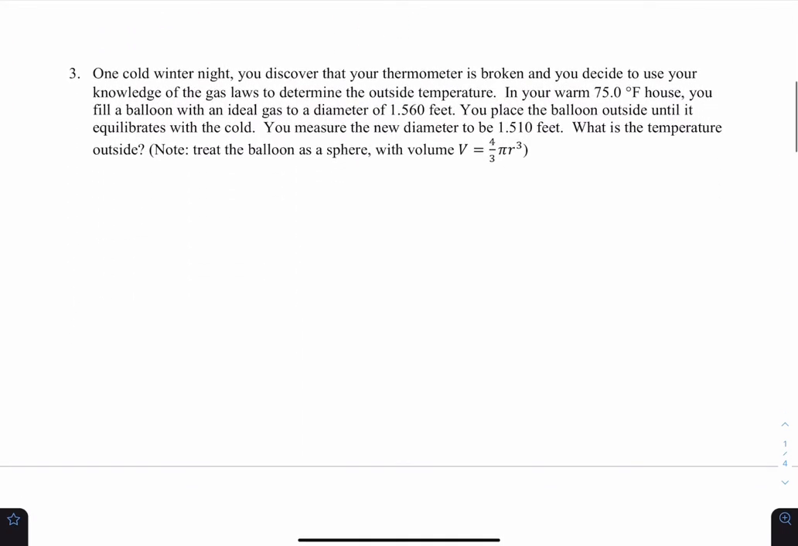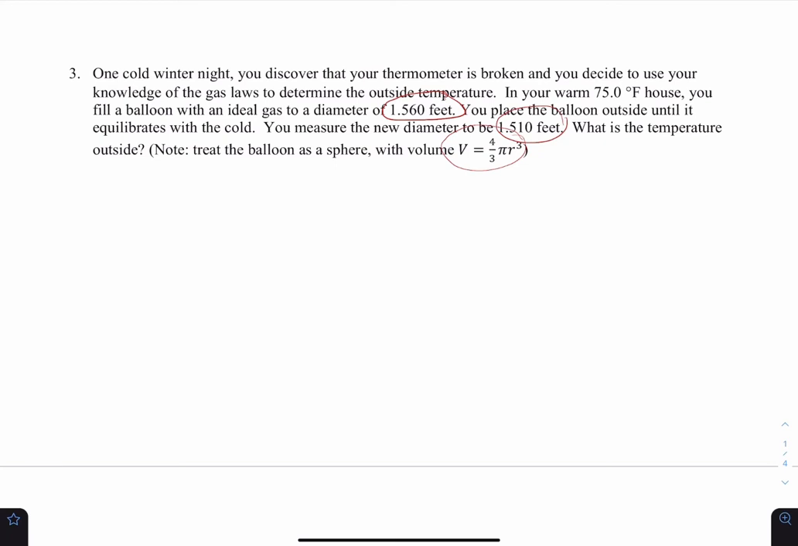On one cold winter night, you discover that your thermometer is broken, and you decide to use your knowledge of the gas laws to determine the outside temperature. In your warm 75 degrees Fahrenheit household, you fill a balloon with an ideal gas to a diameter of 1.56 feet. You place the balloon outside while it equilibrates with the cold. You measure the new diameter to be 1.51 feet. What is the temperature outside? All right, and then they want us to treat the balloons as spheres, which obviously is not perfectly true, but for this case, it actually makes it a lot simpler.